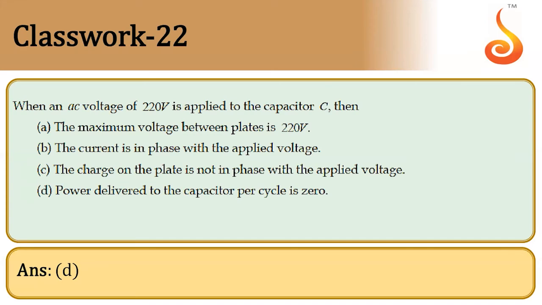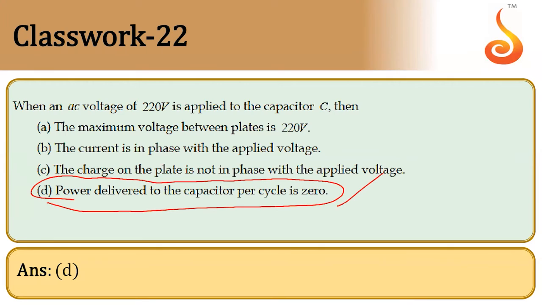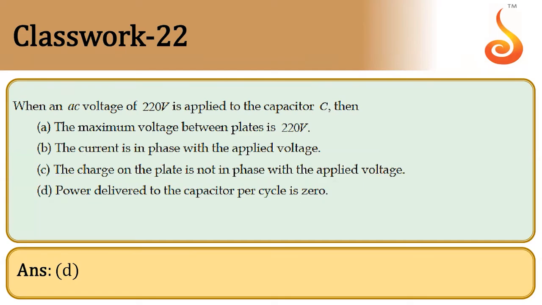When an AC voltage of 220 volt is applied to the capacitor C, power delivered to the capacitor per cycle is 0. This is correct. When AC voltage is applied to a pure inductor or capacitor, the power delivered is 0.